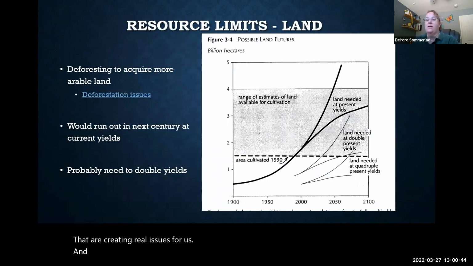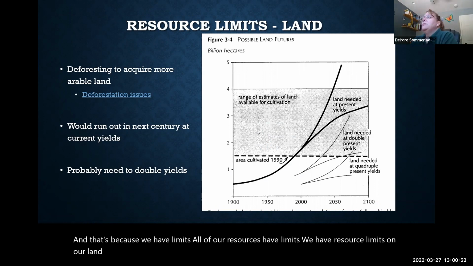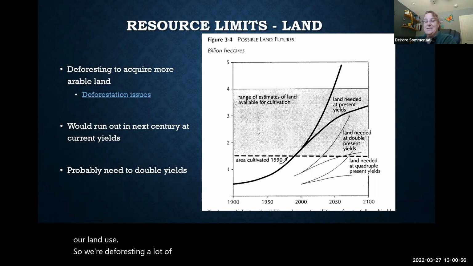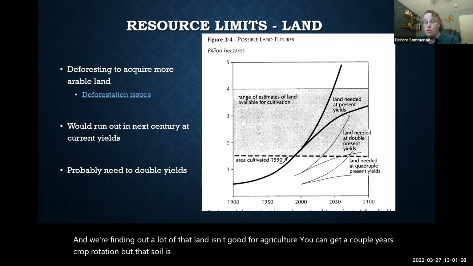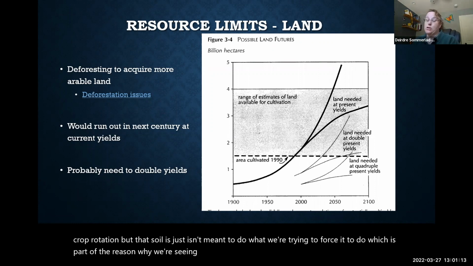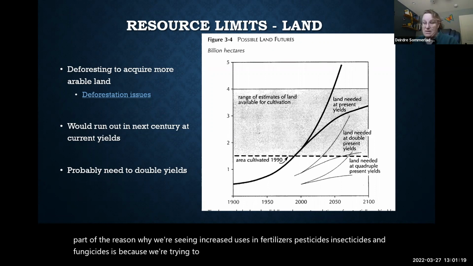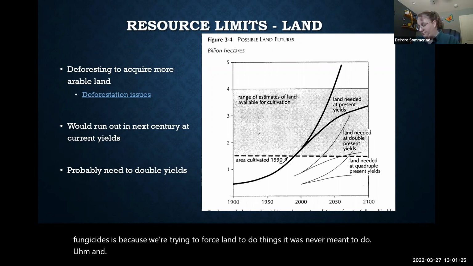And that's because we have limits. All of our resources have limits. We have resource limits on our land use. So we're deforesting a lot of places in order to increase agricultural land. And we're finding out a lot of that land isn't good for agriculture. You can get a couple years of crop rotation, but that soil just isn't meant to do what we're trying to force it to do, which is part of the reason why we're seeing increased uses in fertilizers, pesticides, insecticides, and fungicides, is because we're trying to force land to do things it was never meant to do. And this is leading to a lot of deforestation.